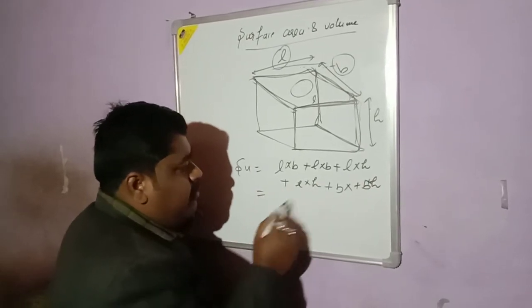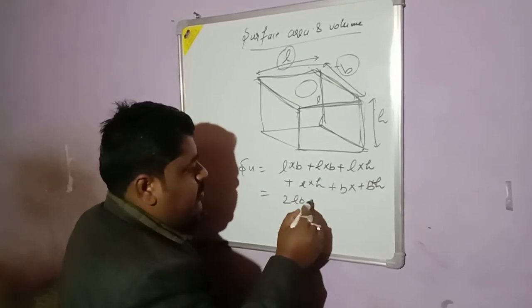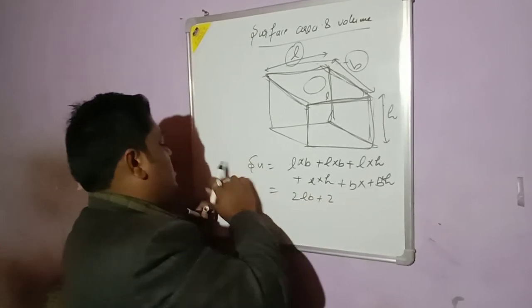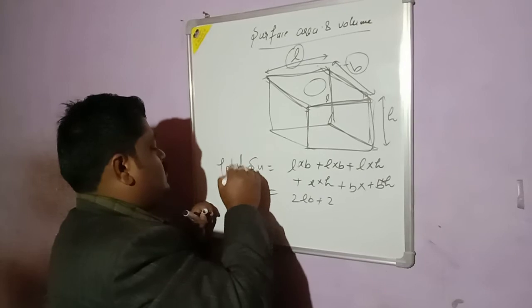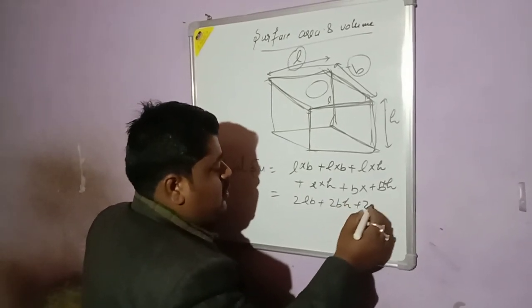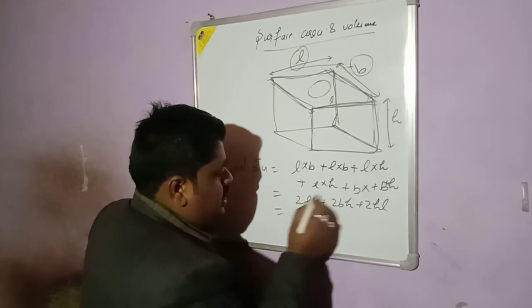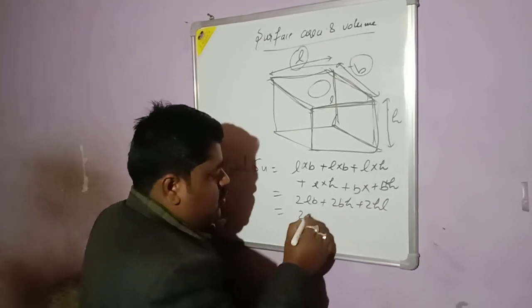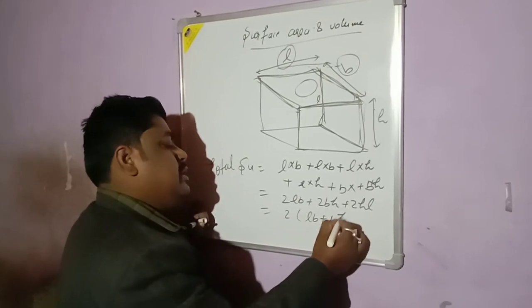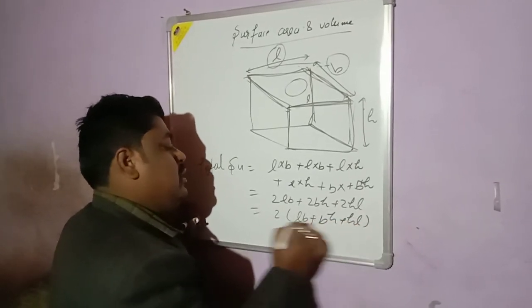Now we have got 2LB plus 2BH plus 2HL. Then what do we get? 2 common, and LB plus BH plus HL.